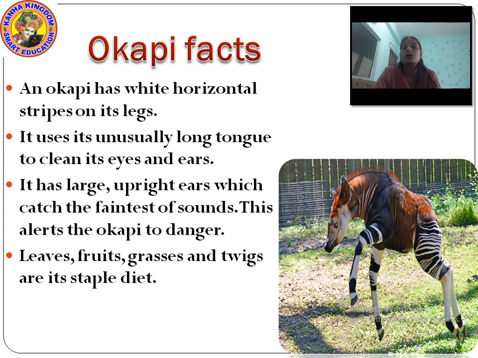Leaves, fruits, grasses and twigs are its staple diet. Now what are the things okapi eat? What is the diet of okapi? The diet of okapi is leaves, fruits, grasses and twigs.